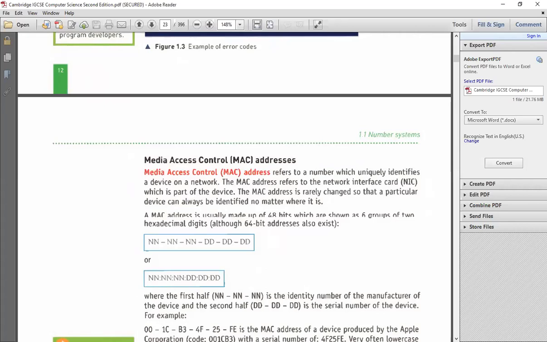By the way, have you seen MAC address anywhere? Have we seen this term anywhere? I'm giving you a hint: MAC address and IP address. These are the two terms which we are now quite familiar with.